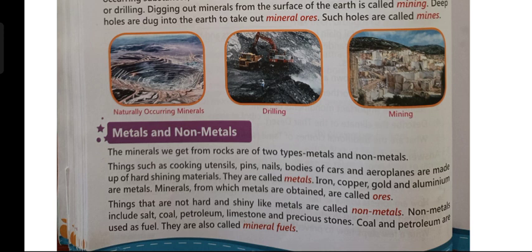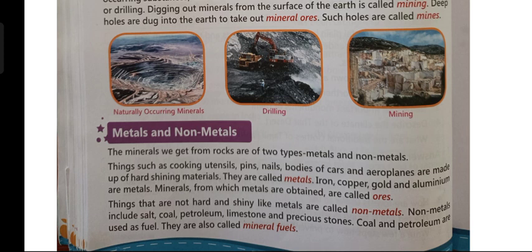Now children, what are non-metals? Things which are not hard and not shiny like the metals, they are known as non-metals. So non-metals are not hard and they are not shiny. Now, examples of non-metals are salt, coal, petroleum, limestone, and precious stones like diamonds. All these are non-metals. Now, children, coal and petroleum are fuel, and that is why, children, they are also known as mineral fuel.